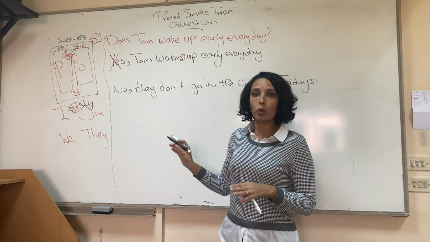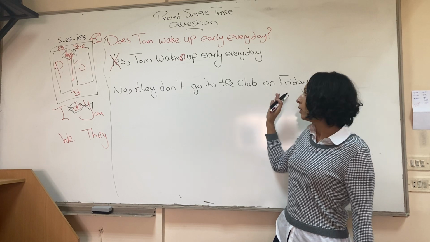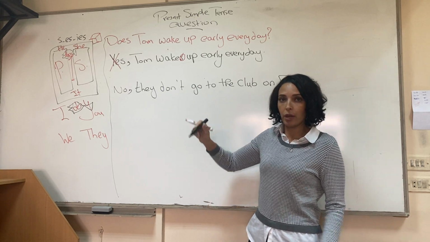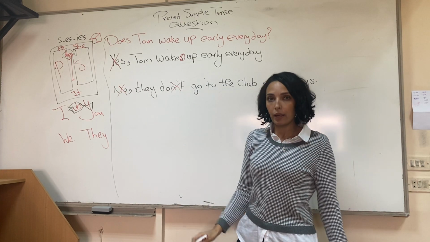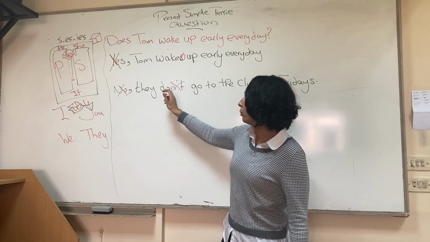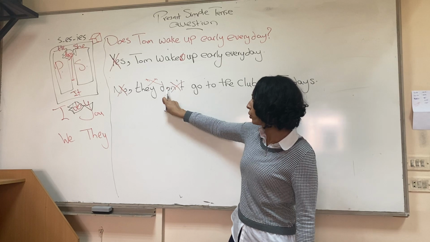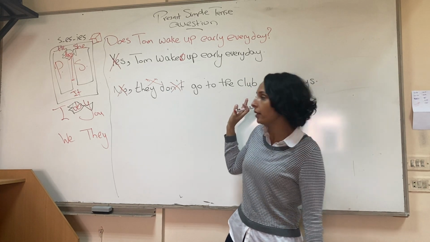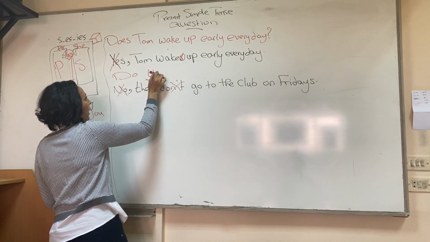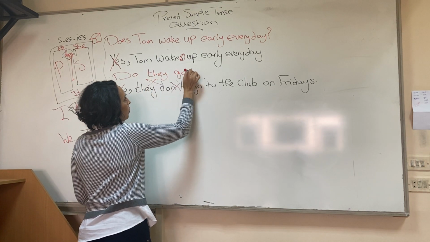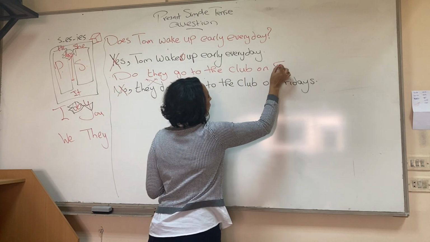No, they don't go to the club on Fridays. Here I'm having on as the keyword. How am I going to make a question for this? First you have to cross no and not. And this is a very easy case. You will just make your scissors and it will be what? Do they go to the club on Fridays?